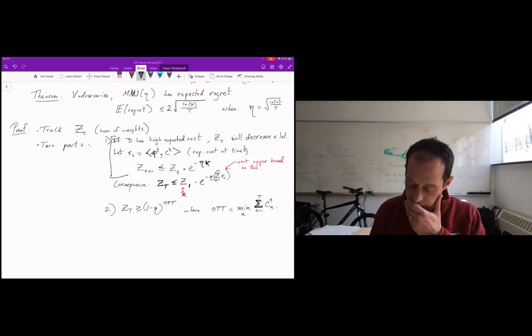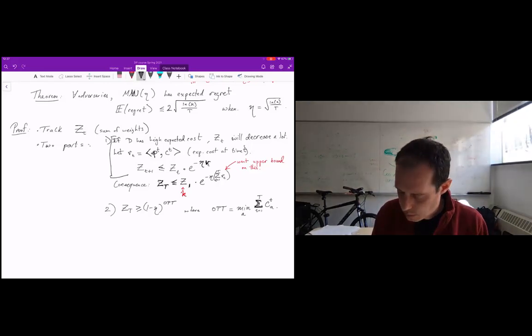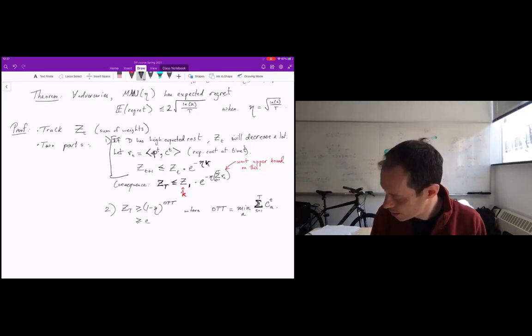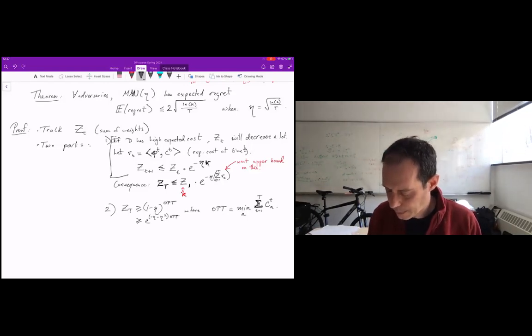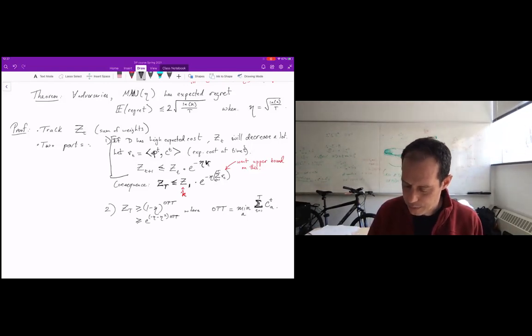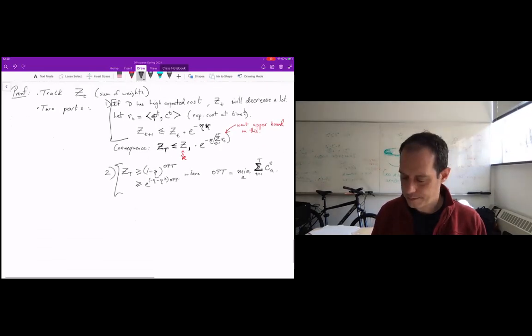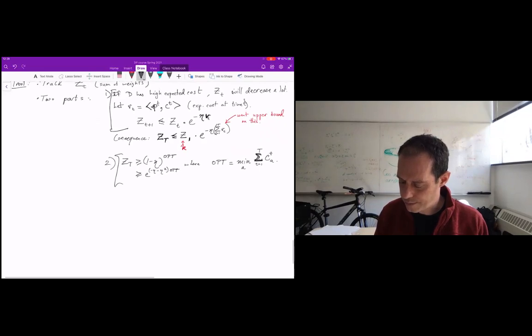Okay, so we'll prove 1 and 2, and for 2 we're going to strengthen it just a touch. What we actually need to show is that this is at least something in the form e to the something, so that we can compare apples to apples when we put together 1 and 2. All right, so let's show 1 and then we'll show 2.